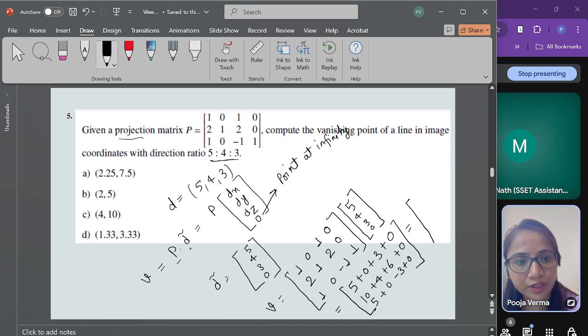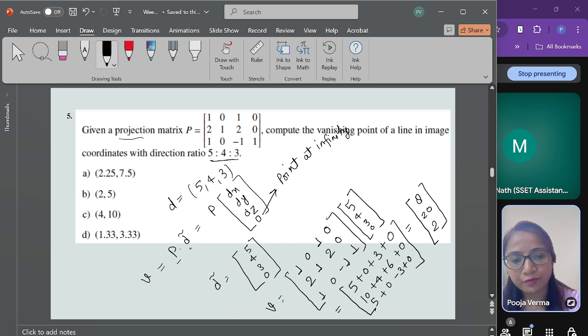So you will calculate 5 plus 3, 8, 8, 10, 20, right? And next is 5 minus 2, 3, 2. Yeah, right, 2. So now you have got the vanishing point, but already we have just added the point at infinity.